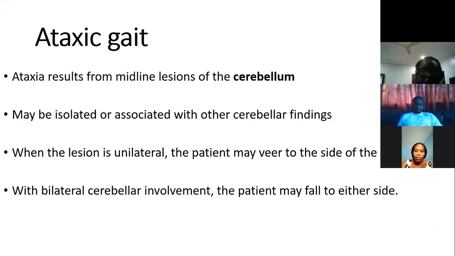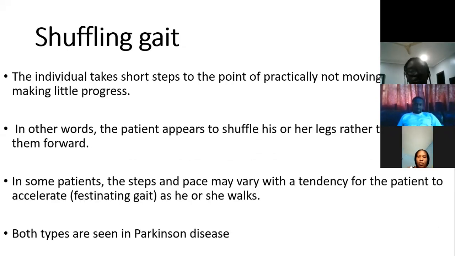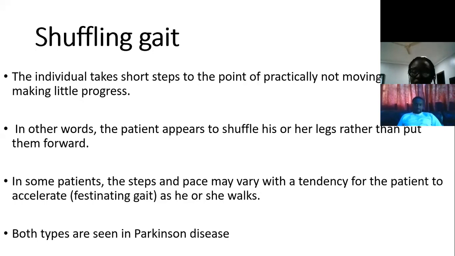Okay. Shuffling gait is usually found in Parkinson's. And it's just like the name suggests, the patient walks with a shuffling gait, as in they drag their legs.